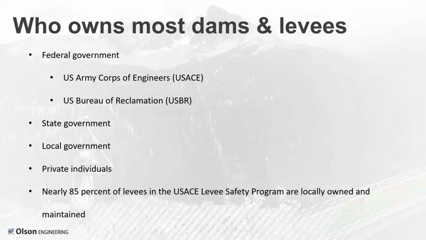But the big takeaway is that nearly 85% of levees and a large number of dams are actually locally owned and maintained. Dams is a smaller number. It's not close to 85%. But what that means is that if we're going to talk about fixing problems on dams and levees, we also have to keep in mind who's going to pay for it and who's going to make the decision.